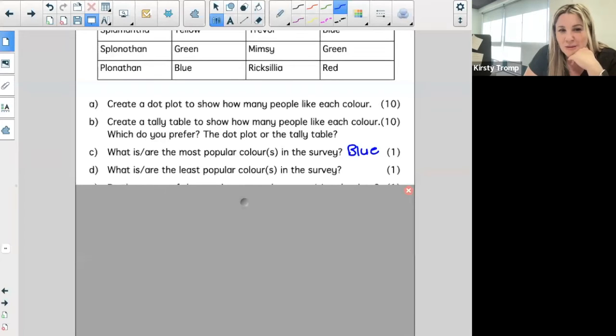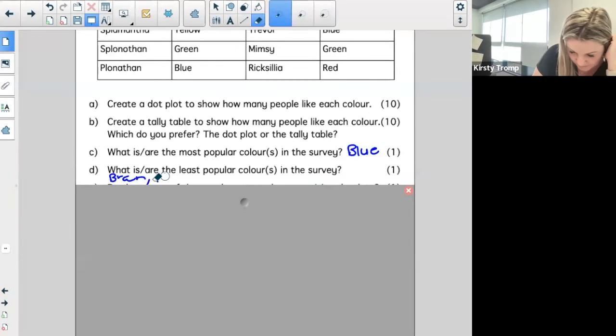Most people are saying brown and yellow. There we go. Manga, brown, pink, and yellow. Well done. It's going to be brown, pink, and yellow. Well done, guys.